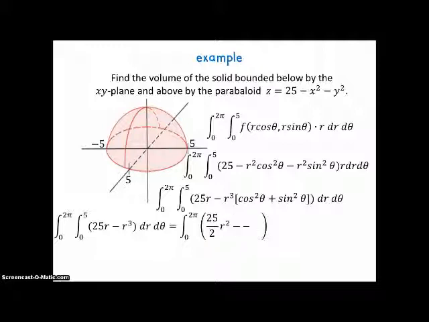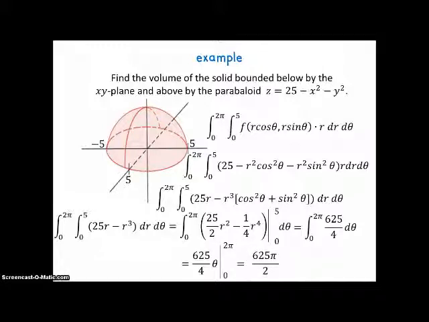And so then we can integrate with respect to r. And the 25r goes to 25 halves r squared. The r cubed goes to 1/4 r to the 4th. And that has to be evaluated from 0 to 5. That gives us 625 fourths. Now we have an easy integral in theta. The antiderivative is 625 fourths theta, evaluated from 0 to 2 pi, which turns out to be 625 pi over 2.